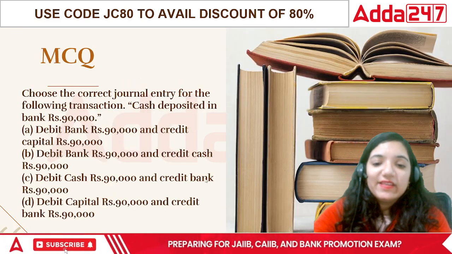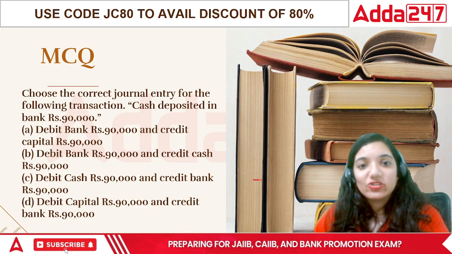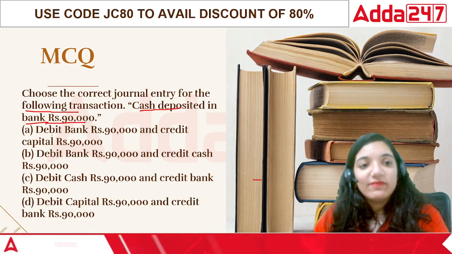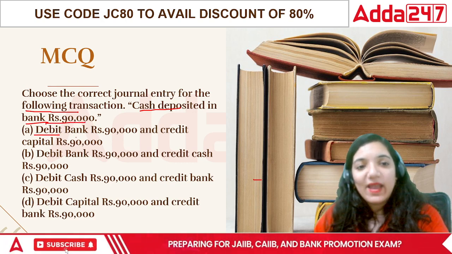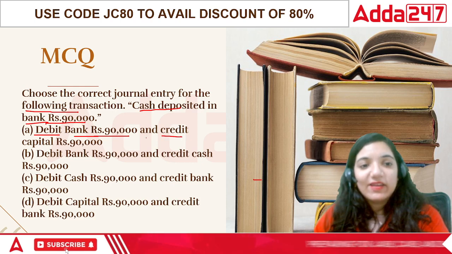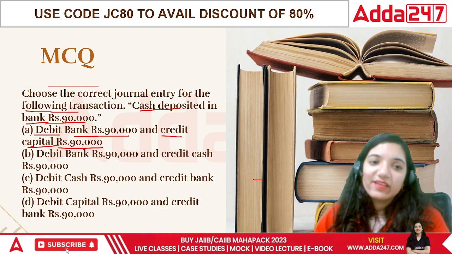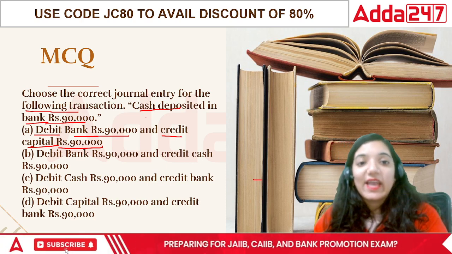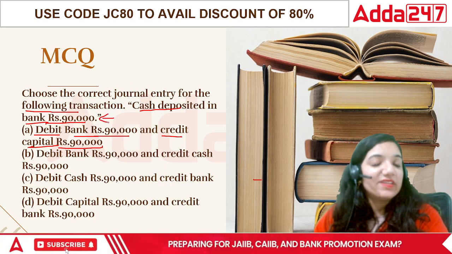Question. Choose the correct journal entry for the following transaction. Cash deposited in the bank rupees 90,000, then debit bank rupees 90,000, and credit capital rupees 90,000. If I'm starting, let's look at the particular question itself. It says cash deposit into the bank is rupees 90,000.